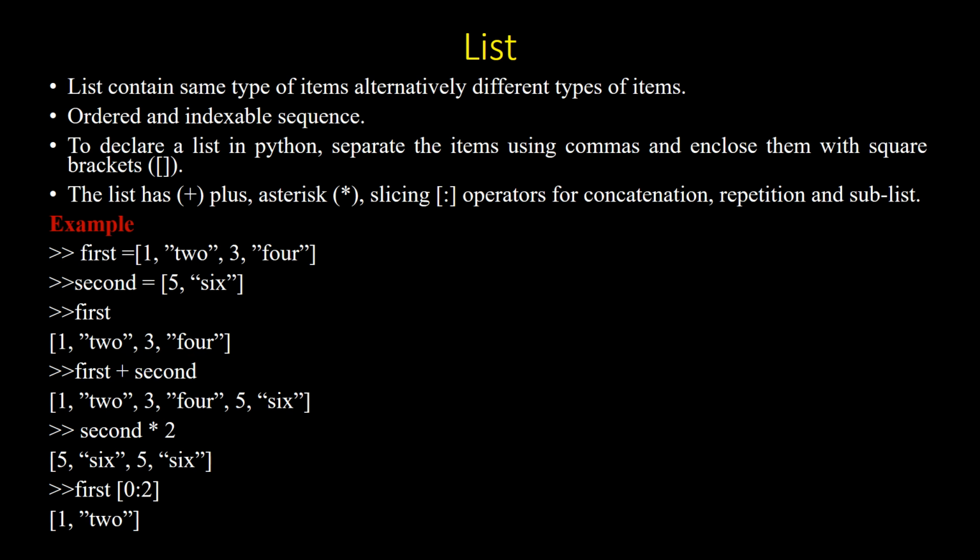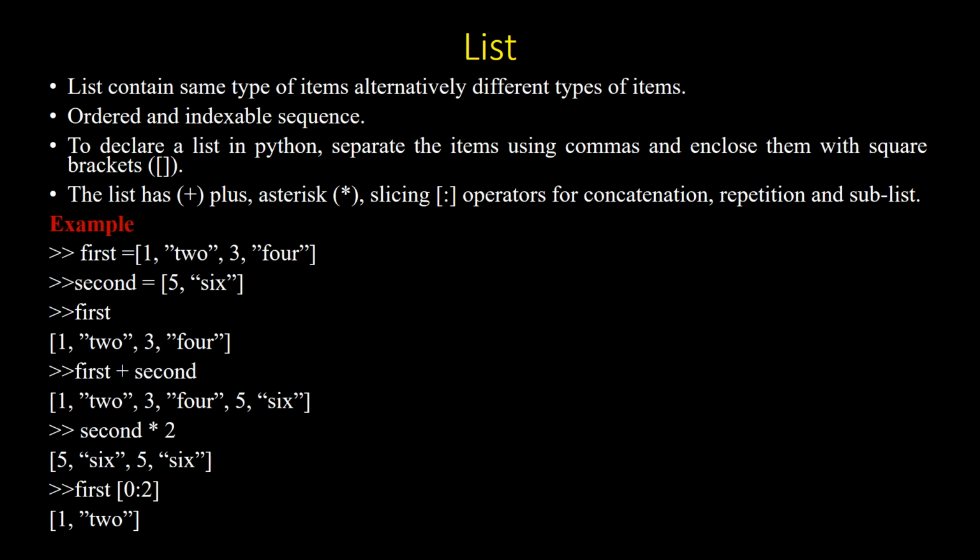Here is an example. In the first, I have declared a variable called first, and we need to specify it in square brackets. So I have mentioned in square brackets 1 comma, then characters 2, 3 and 4. In the second variable I have declared another list. When I print the first one, it shows the first list. Now I am going to concatenate the first and the second list. When I concatenate, it displays all the items from the first and also from the second. The output is shown here.